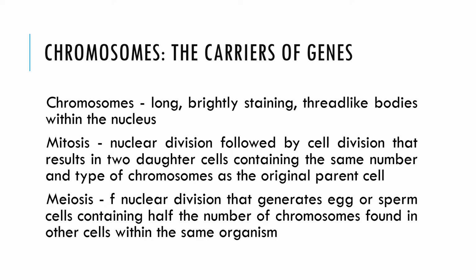In the cells that give rise to male and female gametes, the chromosomes composing each pair become segregated, so that the resulting gametes receive only one chromosome from each chromosome pair. The kind of nuclear division that generates egg or sperm cells containing half the number of chromosomes found in other cells within the same organism is called meiosis, from the Greek word for diminution.